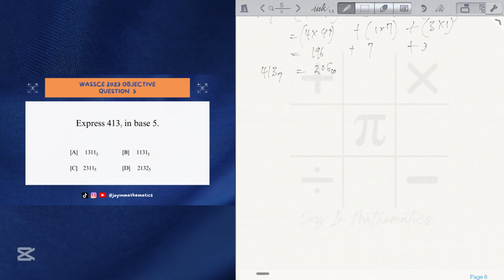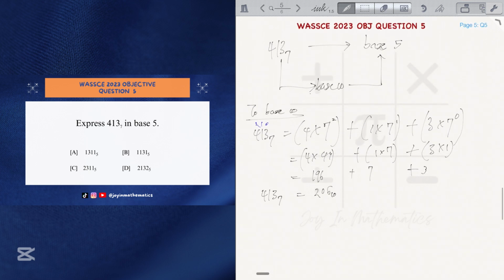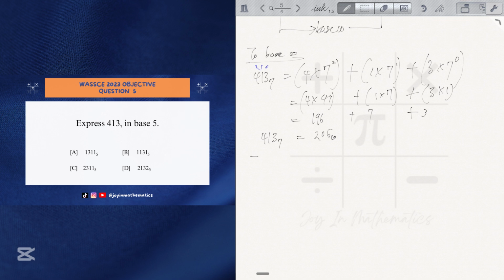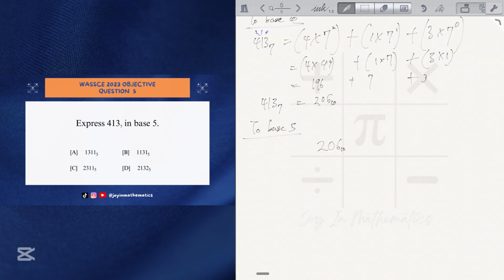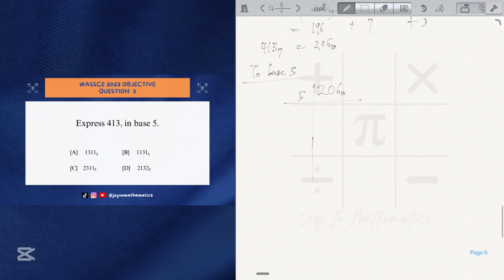Now remember, we are going to base 5. We just use base 10 as the intermediary. So now let's convert it to base 5. We'll be using 206 in base 10, and we are going to be dividing all through by 5, where we'll have the remainder. So 206 divided by 5, we'll have the result to be 41. And 41 multiplied by 5 is 205, and therefore we'll have the remainder 1.